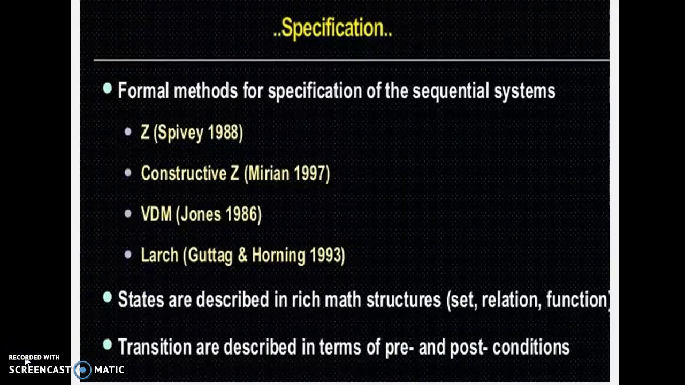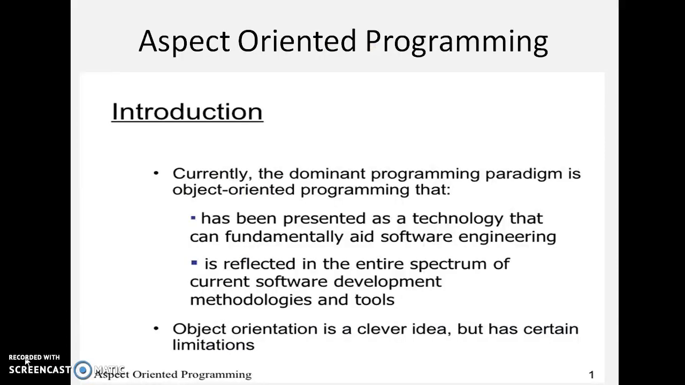Formal methods for specification of the sequential systems are Z, Constructive Jet, VDM, Larch. States are described in rich math structures, that are sets, relations, and functions. Transitions are described in terms of pre and post conditions.